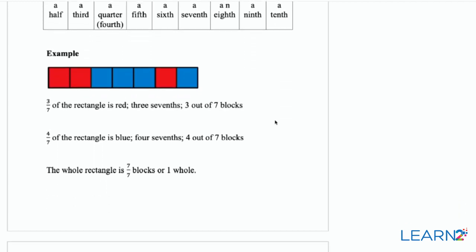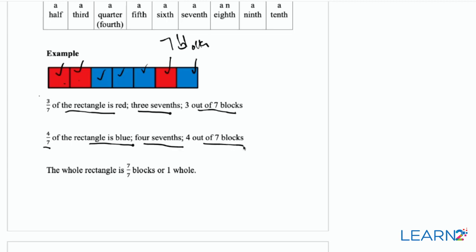Let's take a look at this little example with the red and the blue blocks. You can see that we've got 3 of the red blocks, and we've got 1, 2, 3, 4 blue. So we've got 7 blocks altogether, and we can see that 3 of them are red. So we can say that 3 divided by 7, 3 out of the 7 of the rectangles are red, and that means 3/7 or 3 out of 7 blocks. If we look at the blue ones, 4 out of 7 of the rectangle is blue, so we can say 4/7 or 4 out of 7 blocks.